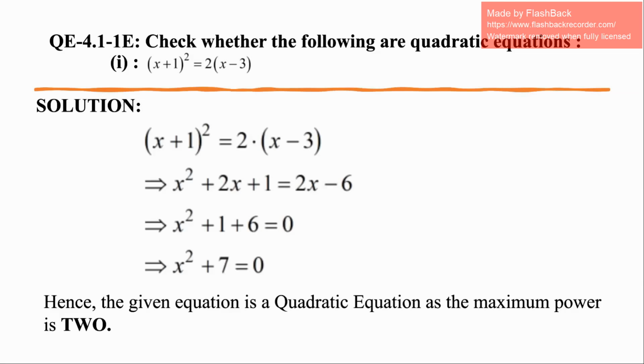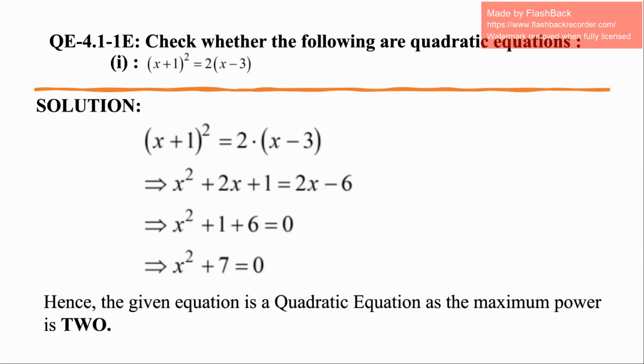So it is an equation, as you can see. The left hand side and right hand side are given as combinations of x. Here x is the variable, all of you can understand. So in question number 1 you have to check whether the following are quadratic equations or not. Subsection I: the expression is x plus 1 whole square equals 2 into x minus 3, right? So this is your first equation.